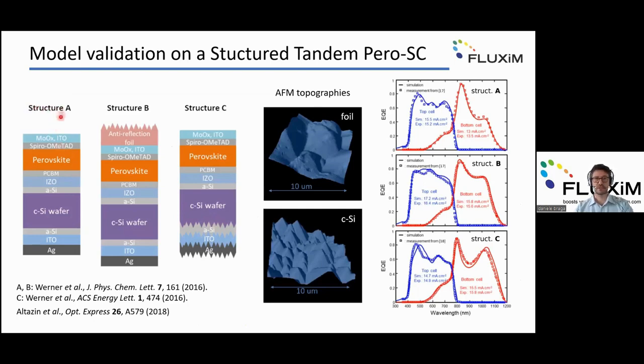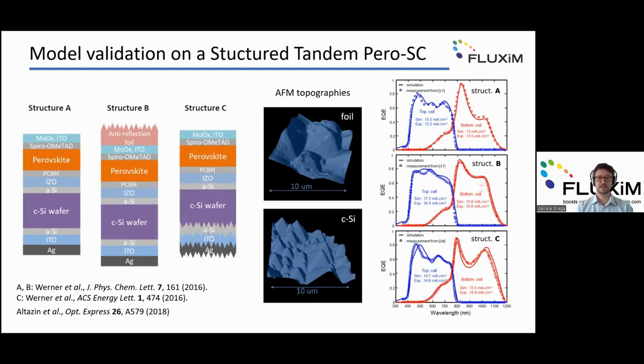We have the structure A. This is a silicon-perovskite tandem solar cell with no structures. There are a lot of losses, as we see here in the EQE. The fitting and the experiments are well done. When I'm increasing the amount of complexity in my device, adding structure to both the anti-reflection coating and to the bottom cells, I'm increasing the JSC, as we have seen before, and also the EQE is way better than before. And again, the fitting and the experimental curves are matching well.